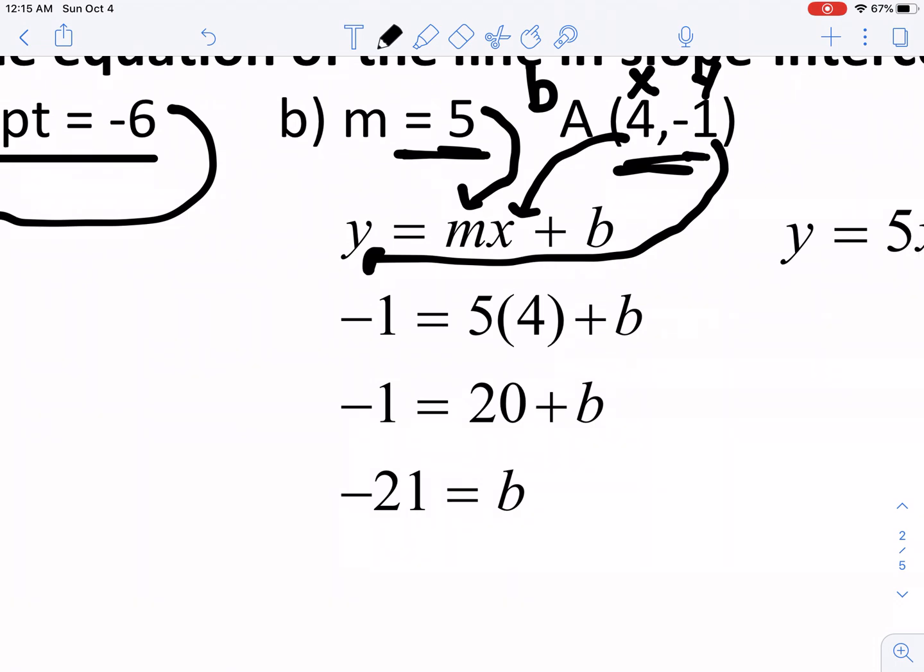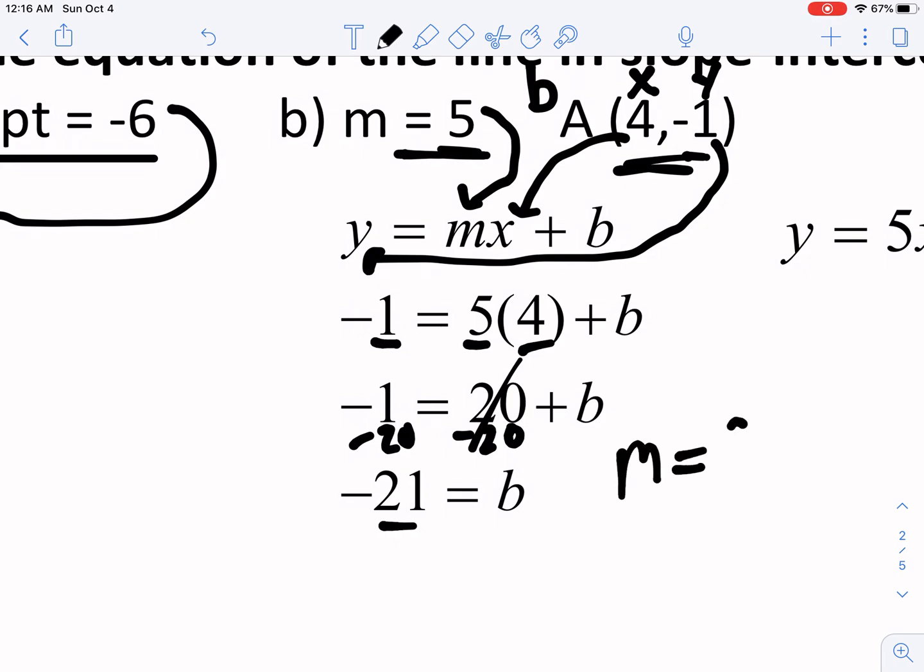So plugging that in, we have a -1 for our y, 5 for our slope, and 4 for our x. Well, then it just becomes solving a linear equation. What's 5 times 4? 20, okay? So then I get 20 here. Then to move this to the other side, we have to subtract 20 from both sides, correct? So I'm going to subtract 20 from both sides. This guy goes away. Well, what's -1 minus 20? -21. So what does B equal? -21, right?